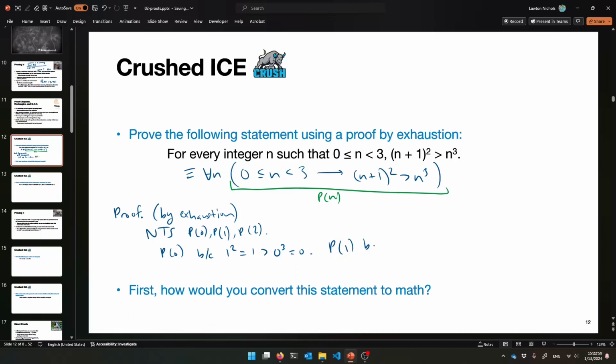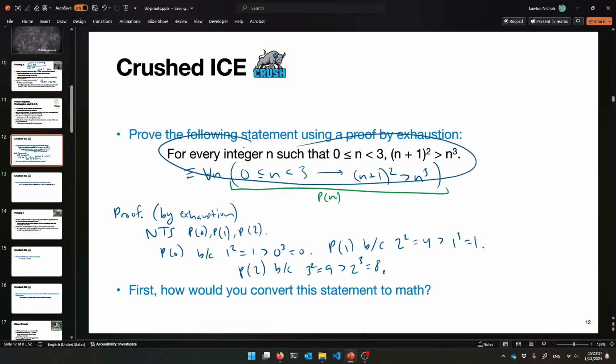P(1) is true because 1 plus 1 is 2, squared equals 4. That better be greater than 1 cubed, which is just 1. Yep, checks out. And then P(2) better be true because 2 plus 1 is 3, 3 squared is 9. That should be greater than 2 cubed, which is 8. Yeah, and that all works. So I've tried them all. Do you see how that's proven this statement?